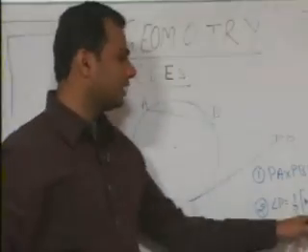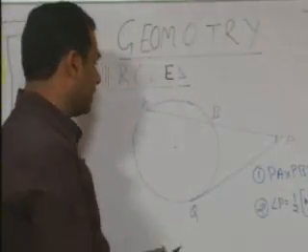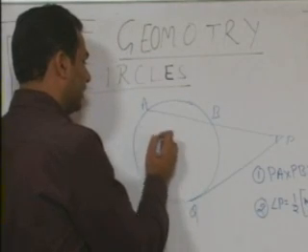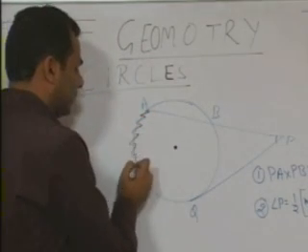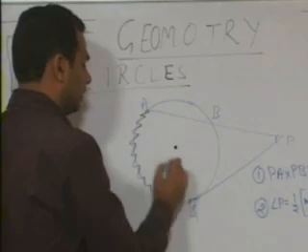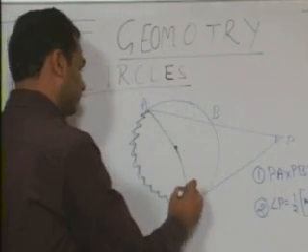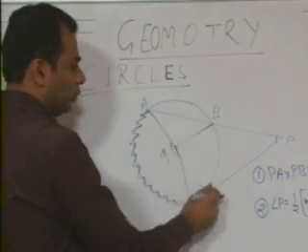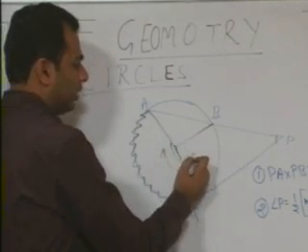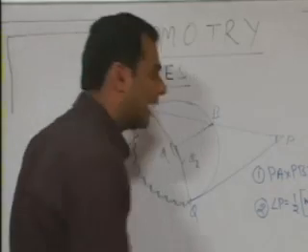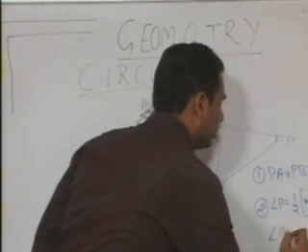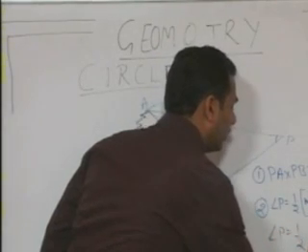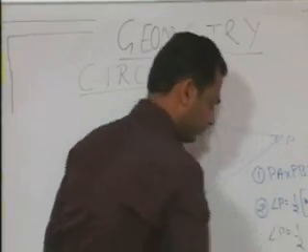Now again I need to take the central angle. It means the angle subtended by arc AQ at the center. If this is the center, so the angle subtended by this particular arc at the center, let's say this is theta 1, and the angle subtended by this arc BQ at the center, this is theta 2. So here we can say that angle P is equal to half of theta 1 minus theta 2.